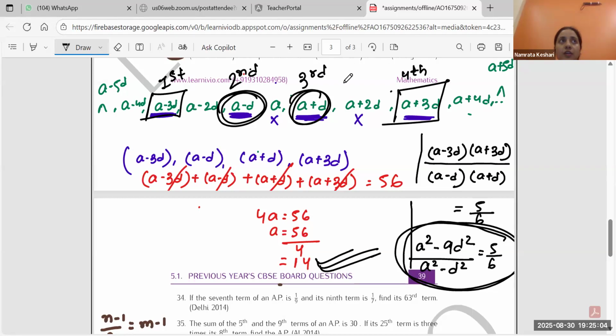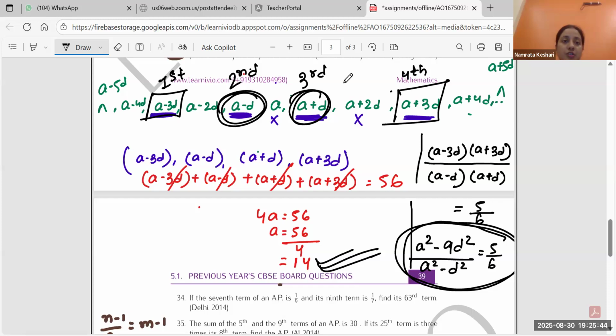When the question is talking about 4 terms, 6 terms, 8 terms, then you need to take alternate terms. Okay, a minus 3d, a minus d, a plus d, a plus 3d. These are 4 terms. If 6 terms, then a minus 5d, a minus 3d, a minus d, a plus d, a plus 3d, a plus 5d. Now beyond 6 terms, it will not be asked in the question.